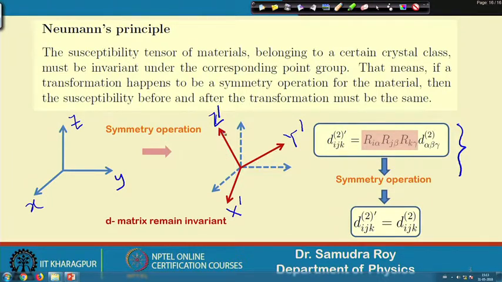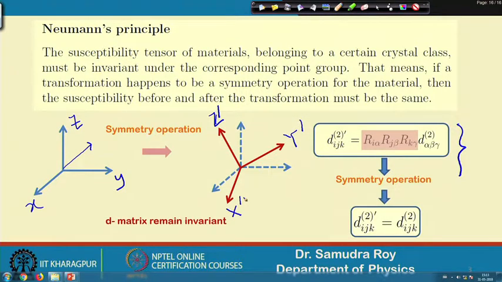In this coordinate system, the form of the D matrix will change, like the components of a vector change. If I have a vector here, its components will change if I rotate my coordinate system. In place of a vector, if I use some sort of matrix or tensor, the tensor components also change under this rotation or this kind of symmetry operation.